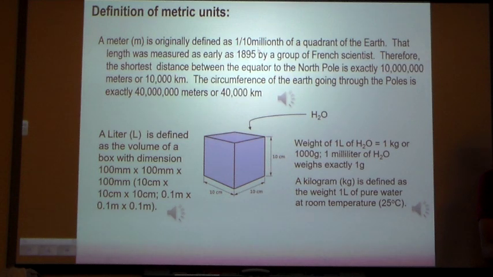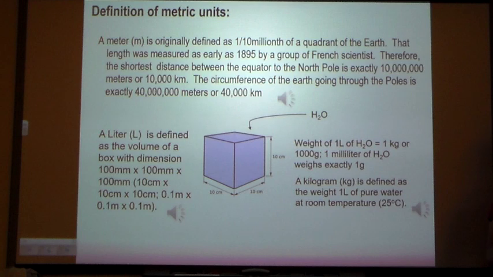Okay, anyway, the original definition of meter actually comes from the circumference of the Earth. Therefore, the shortest distance between the equator and the North Pole is exactly 10 million meters, or 10,000 kilometers. So this is the exact distance of meters. If somebody asks you how big is the Earth, you should be able to answer it's 40 million meters or 40,000 kilometers in circumference. So not a meter more, not a meter less.